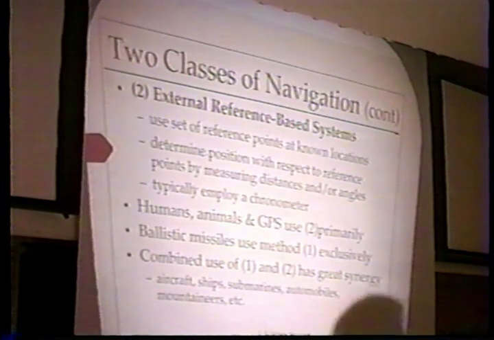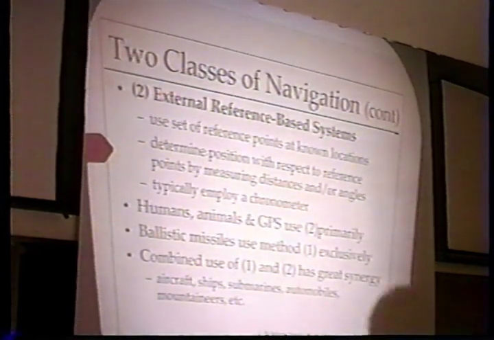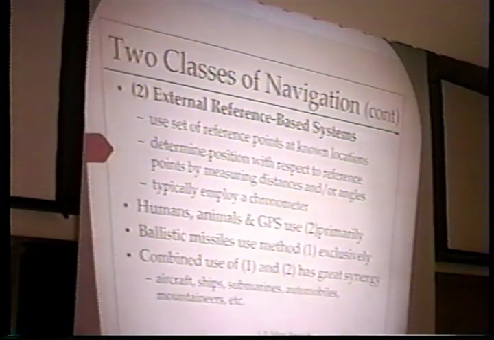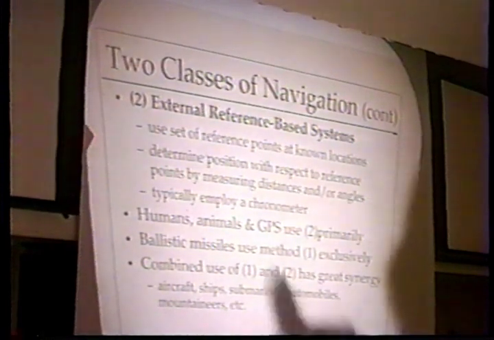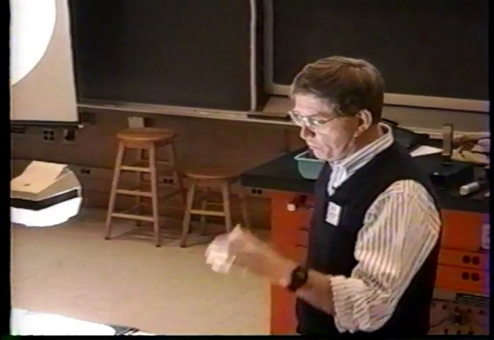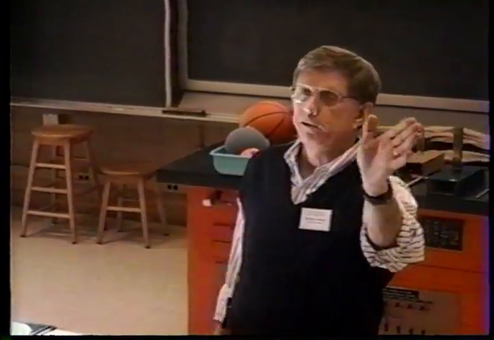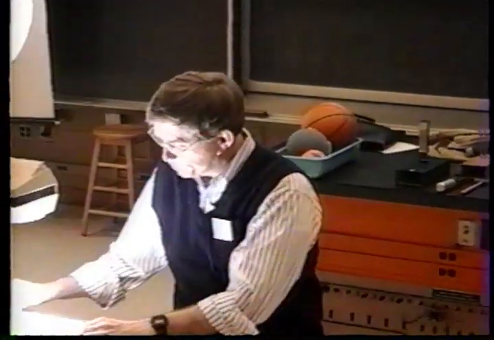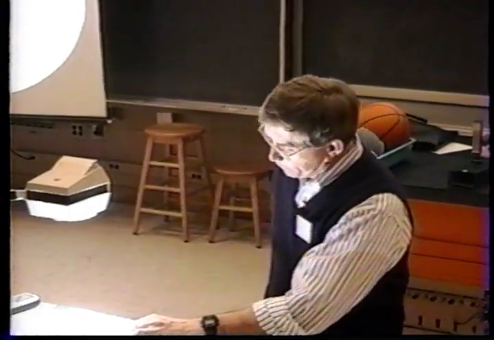The traditional way of navigation, boats, sailing, is you measure angles, bearings to points on the shore or whatever. And you don't have to, but typically you use a chronometer as well. Human beings, animals, GPS use the external reference points. It's true we can stumble out of bed, walk down the hall with our eyes closed and whatnot, probably make the right turn into the bathroom, but I think we're not really doing inertial navigation. We're just feeling the rug or whatever.